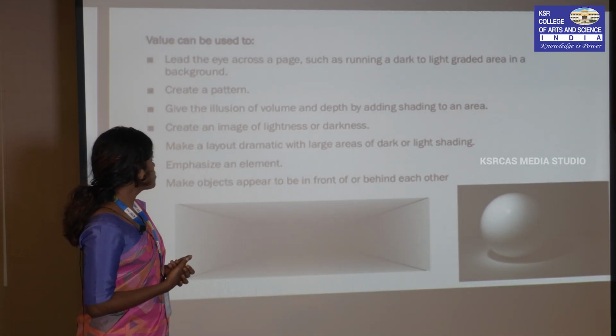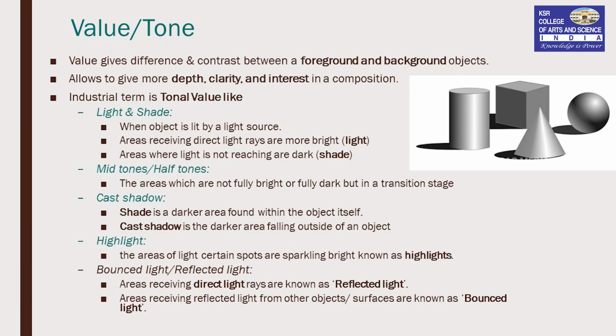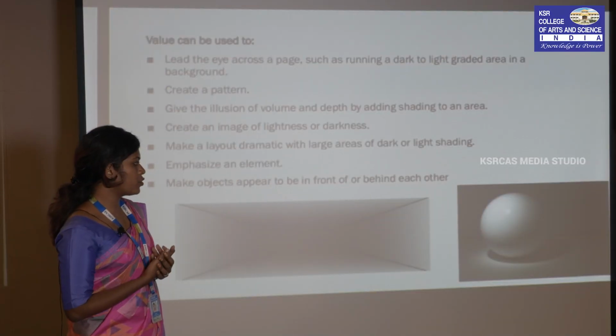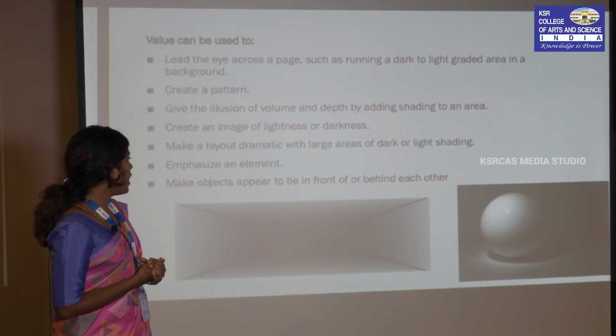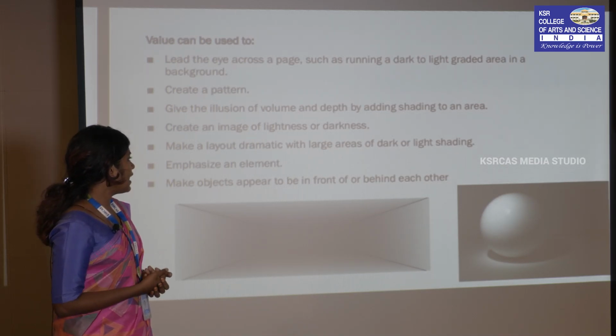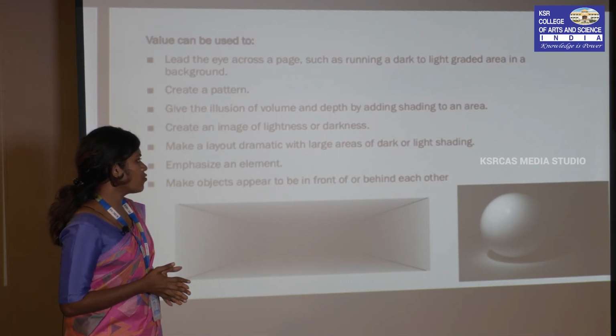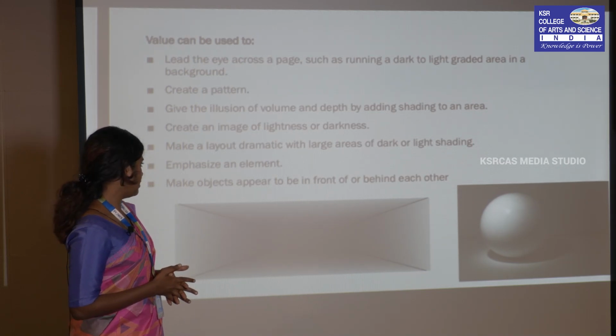Value can be used to lead the eye across a page, such as running a dark to light graded area in the background. It helps to create a pattern. It gives the illusion of volume and depth by adding shades to the area. As you see in that image, you can see how the use of light and darker shades gives a lot of depth to the image. It also helps to create an image of lightness or darkness. It makes a layout dramatic with large areas of dark or light shading.